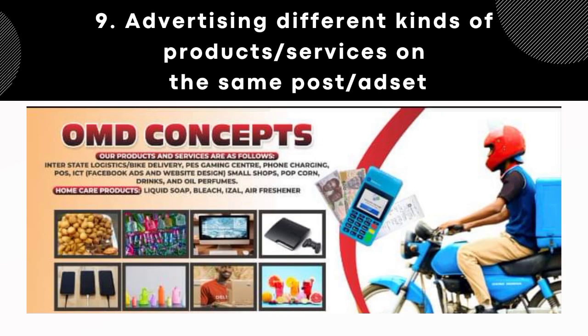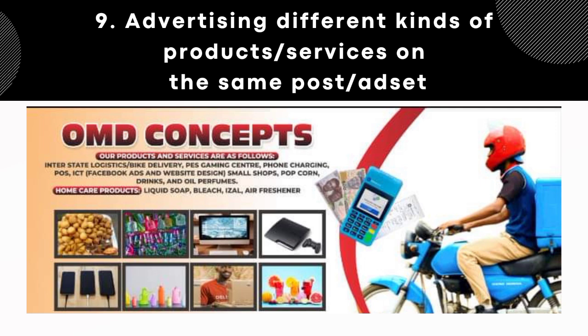Another reason why people don't get results from their Facebook and Instagram ads is this: they try to advertise too many products or services that don't complement each other in the same advert. Let me explain. Someone will post shoe, the same advert showing.